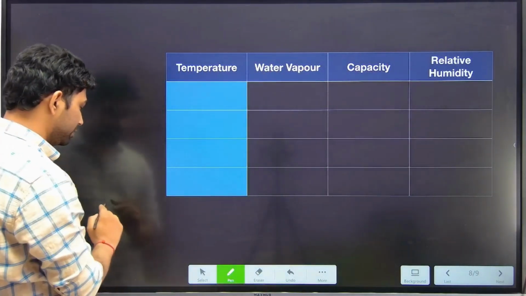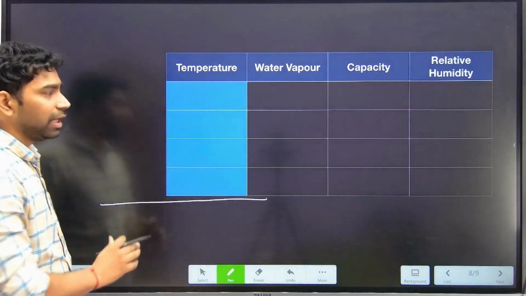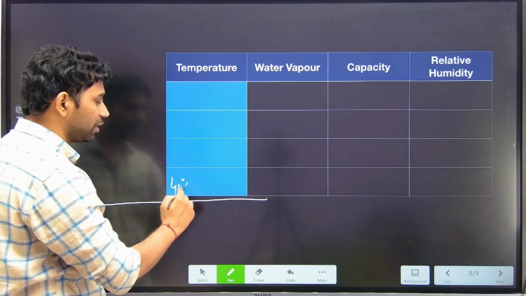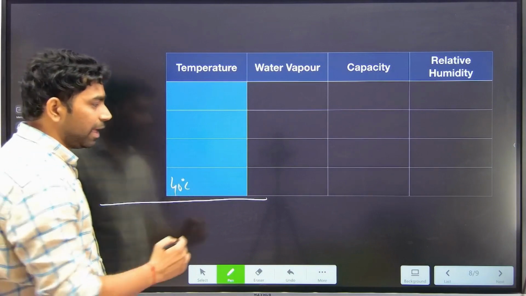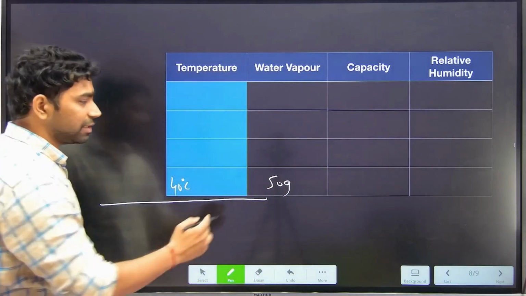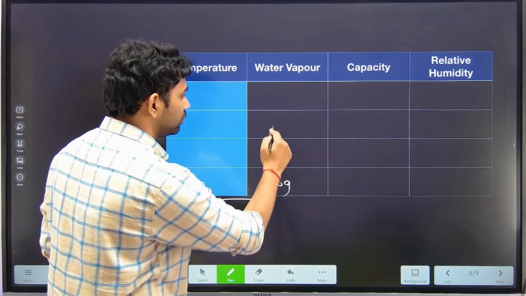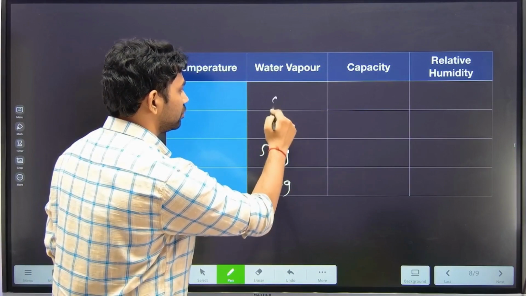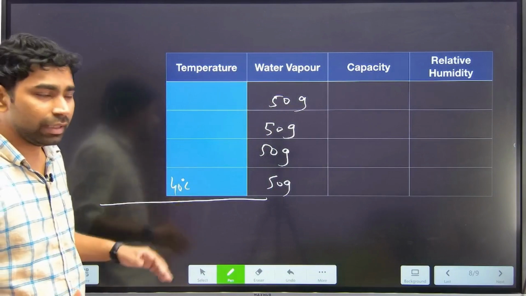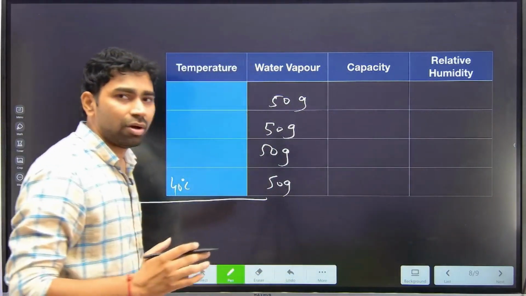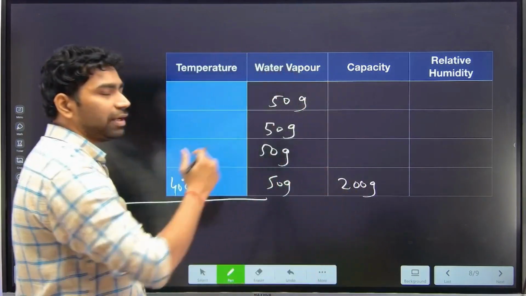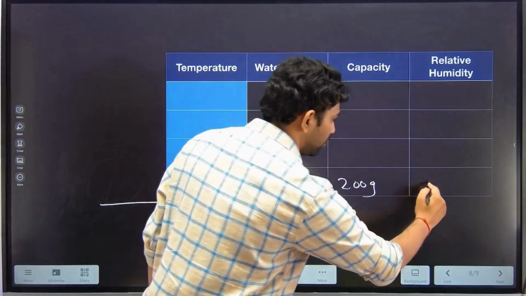Now suppose that this is the surface of Earth, and because of the heating from the sun, the temperature of the surface of Earth is 40 degrees centigrade and the amount of water vapor present is 50 grams. See, this is constant everywhere. Now as you know that if the temperature is high, the capacity to hold the water vapor is also very high. So let us take it 200 gram. Now what will be the relative humidity? It is 25%.